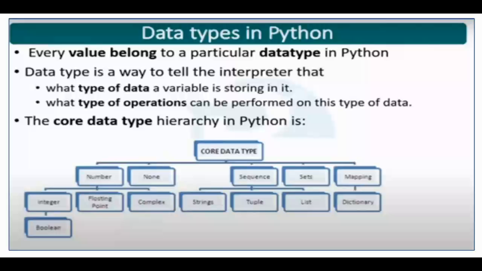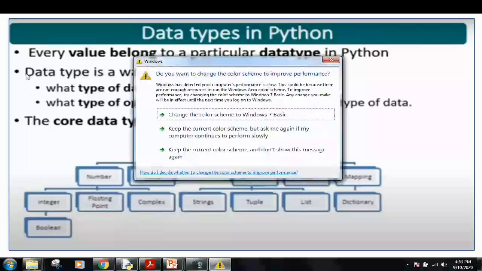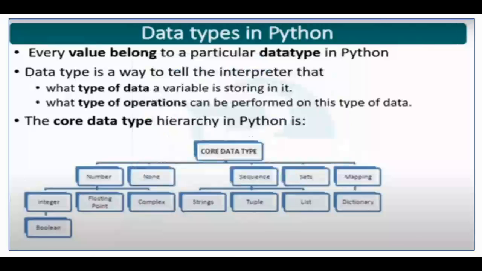So Python is a language in which we have different data types of elements which we are going to store. There are literals available in Python. Literals are numbers, literals are strings, and some literals are boolean, etc. So according to the type of literal, we have different types of values in Python. A data type is a way to tell the interpreter what type of value a variable is storing and what type of operations can be performed on this type of data.